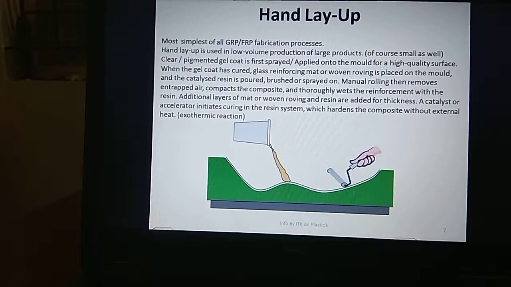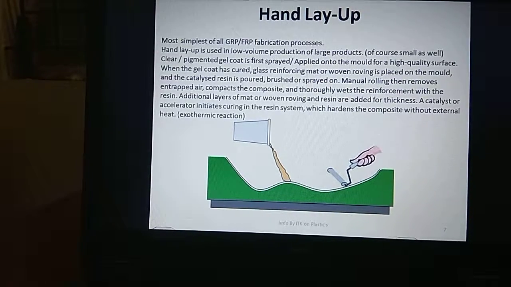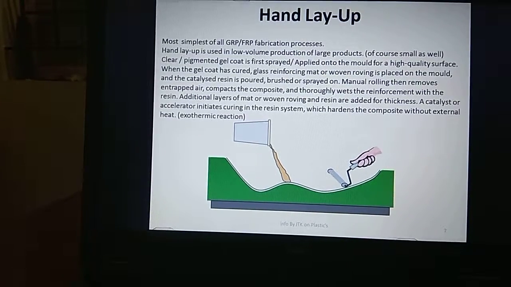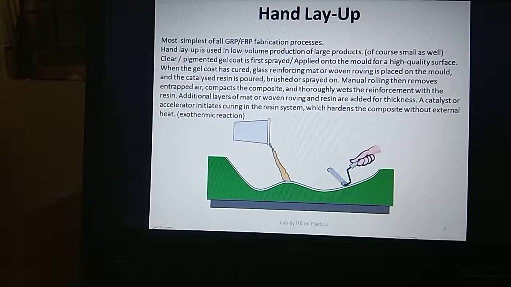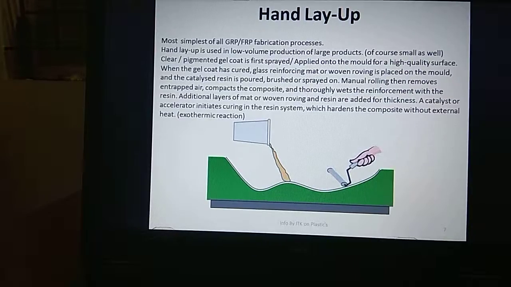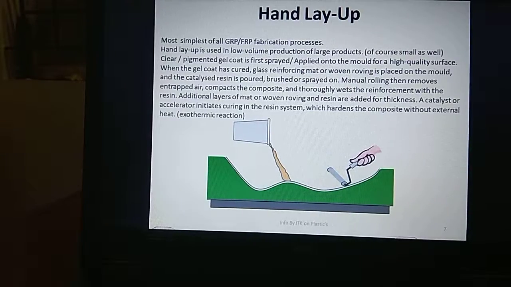Further, let us look at the hand layup process. The simplest of all the glass reinforced plastic or fiber reinforced plastic fabrication processes is the hand layup process. It is used in low volume production of large products, though of course small products can also be manufactured. We can have a part with a clear or pre-pigmented gel coat as a finish on the surface we want. Basically, the gel coat is applied on a mold surface.